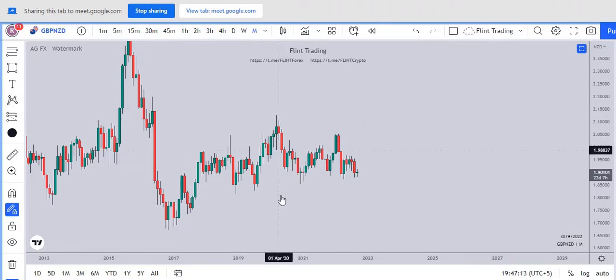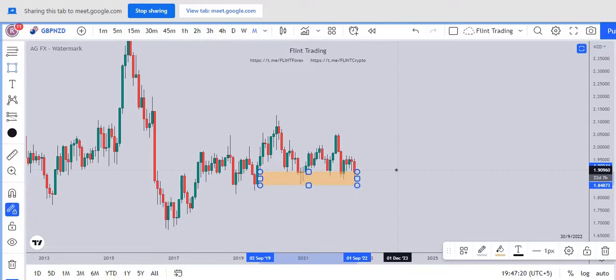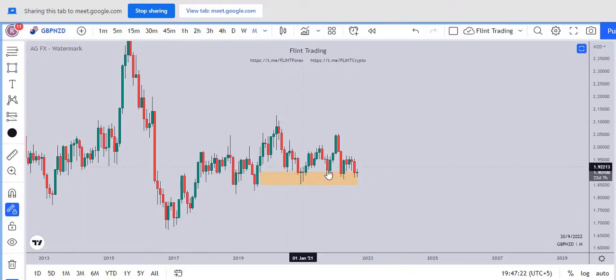Price mitigated that, but it was kind of printing these equal lows or retail support right there. So seeing this consolidation and this liquidity right there, the monthly showed me that the market structure is to the downside, the mitigation process, the order flow is to the downside, and we have a lot of liquidity to target.